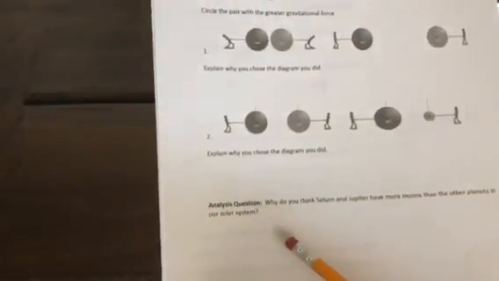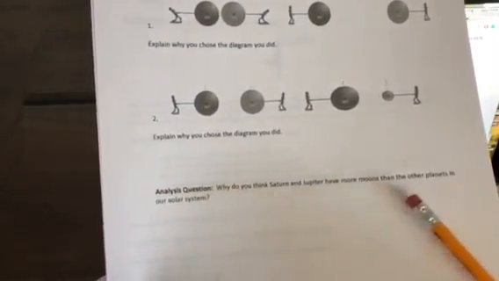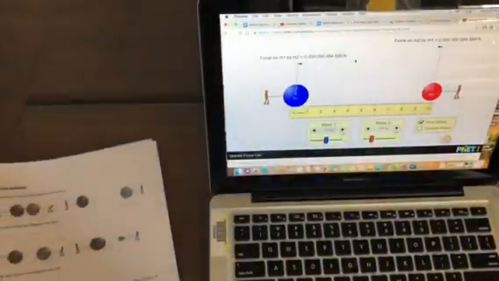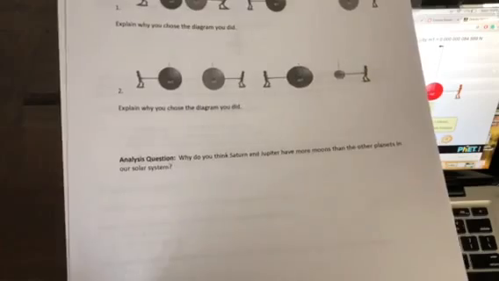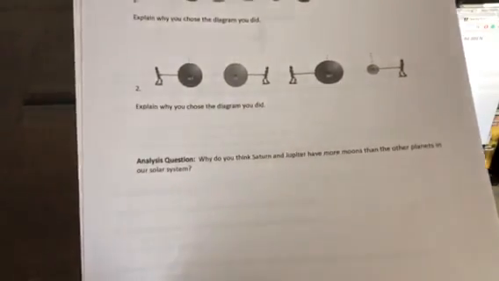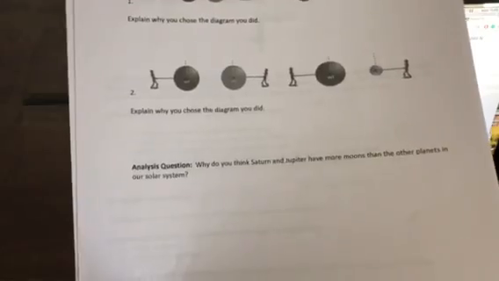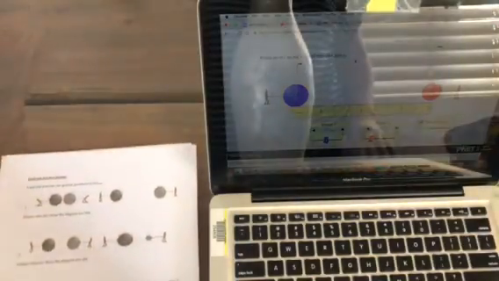And then you're going to analyze here. Why do you think Saturn and Jupiter have more moons than other planets in our solar system? So Saturn and Jupiter are really, really, really big. And they have a lot of moons around them. Why would something so big have pulled in like so many moons from outer space? So that's this entire lab.